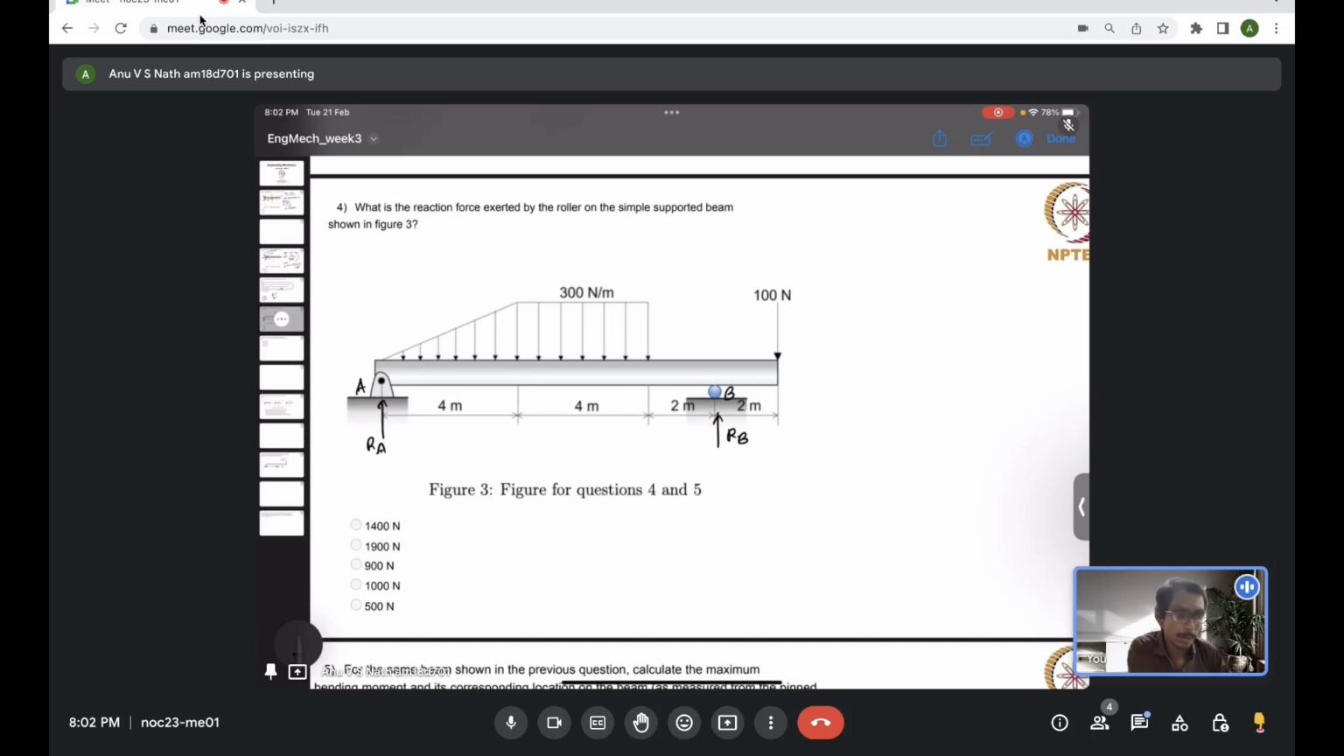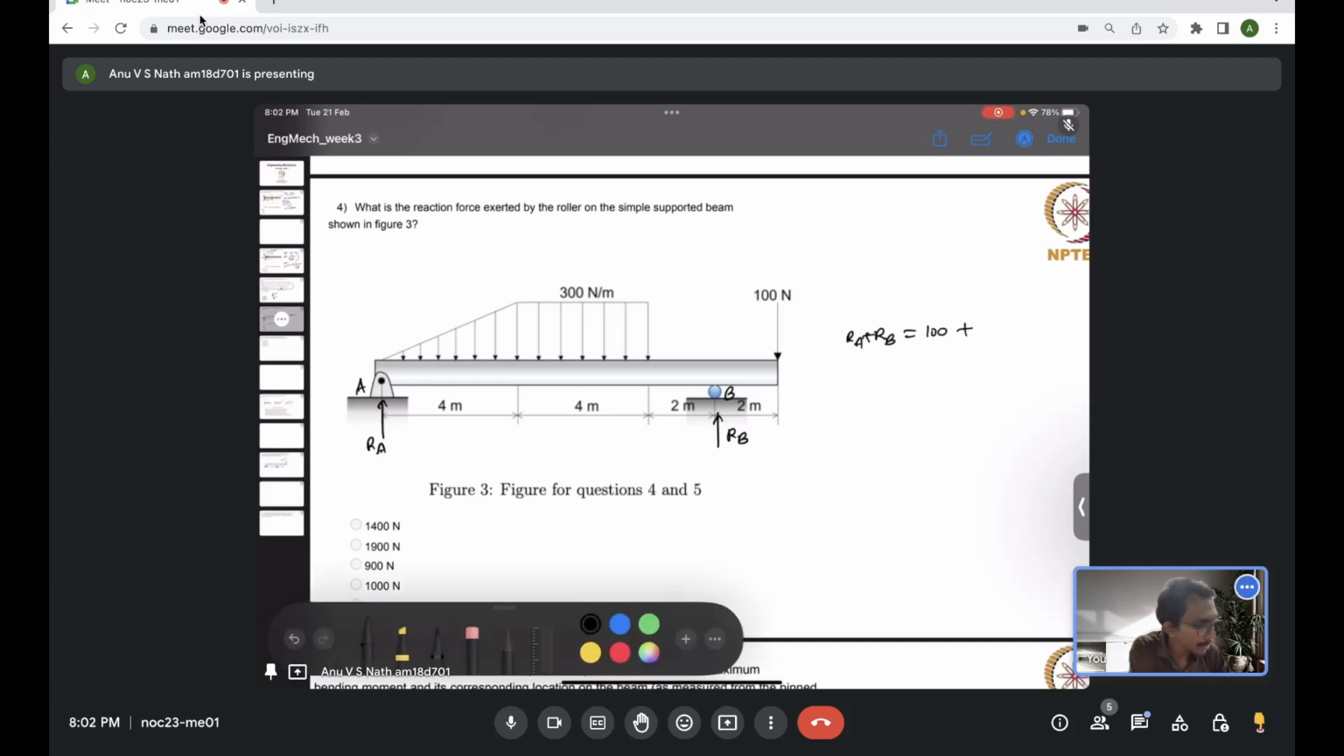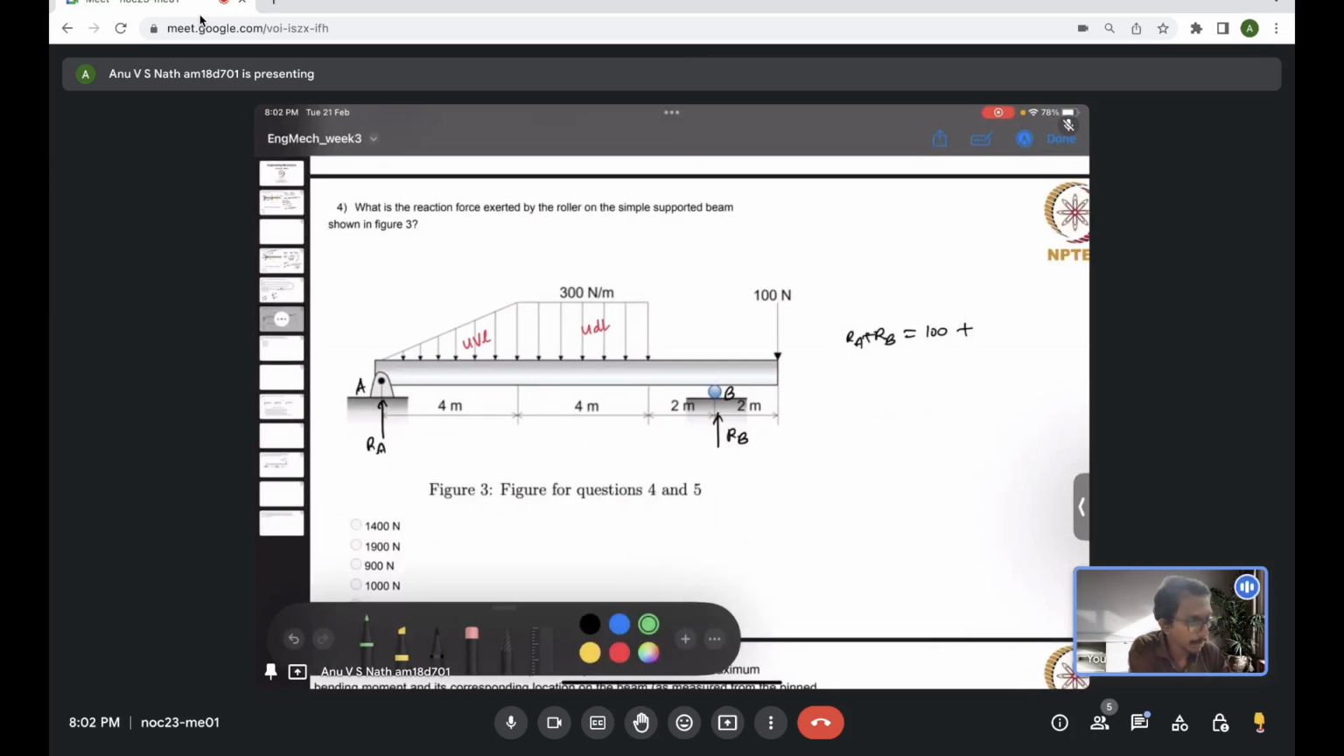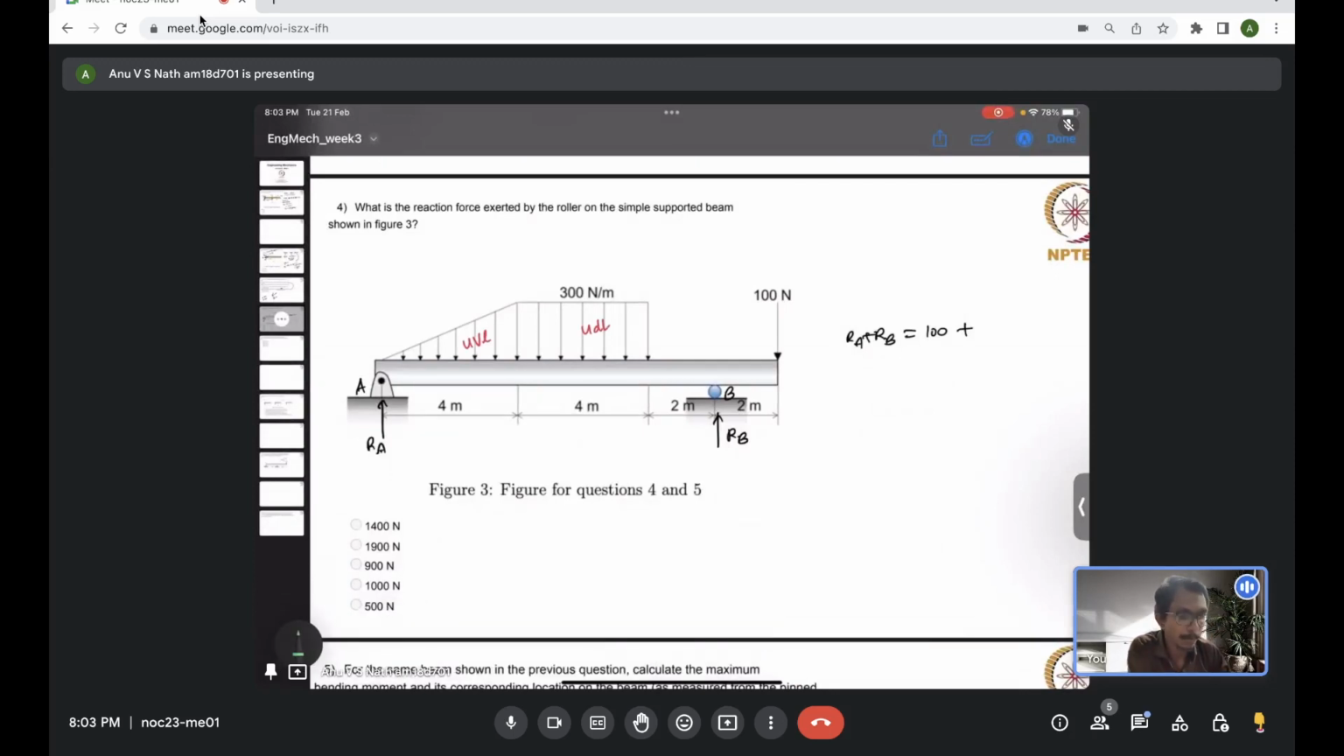I guess by this time you have a clear idea of how to avoid these kinds of unwanted reaction forces. So we'll just solve the equilibrium equations. RA plus RB, the vertical reactions, should be balanced by the net downward forces acting on the system. So 100 Newton acting at the free end plus the distributed load, which is here a 300 Newton uniformly distributed load, and there is a uniformly varying load acting here. Each of them we can replace by its equivalent point load.